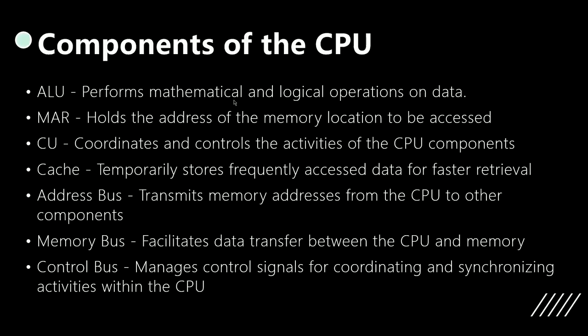The cache temporarily stores frequently accessed data for faster retrieval. The address bus transmits memory addresses from the CPU to other components. The memory bus facilitates data transfer between the CPU and memory, and the control bus manages control signals for coordinating and synchronizing activities within the CPU.